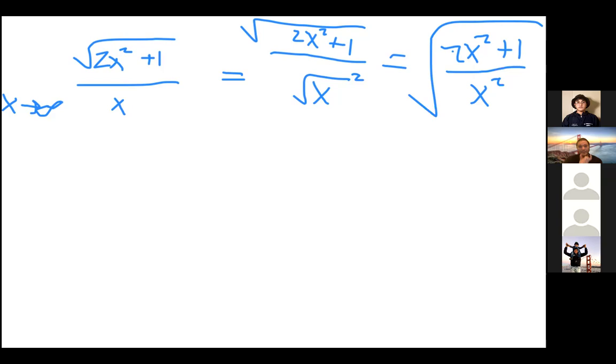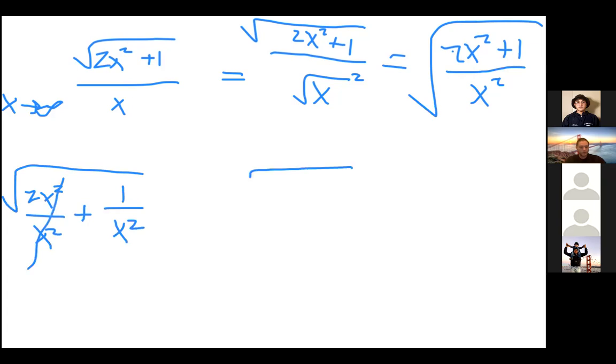We can now split these up into two separate fractions on the inside. Okay, again, rewriting it, 2x squared divided by x squared plus 1 over x squared. These x squareds cancel out. Boom. We are now left with the square root of 2 plus 1 over x squared. Now, from here, we take the limit as x approaches infinity.